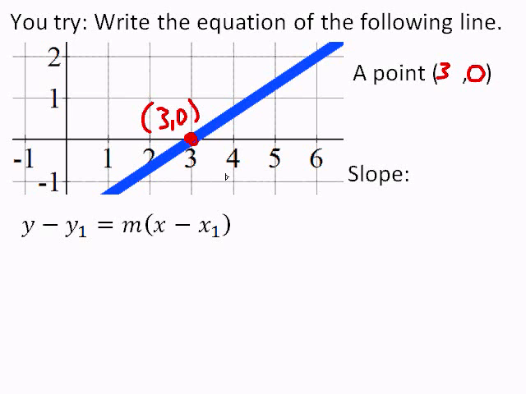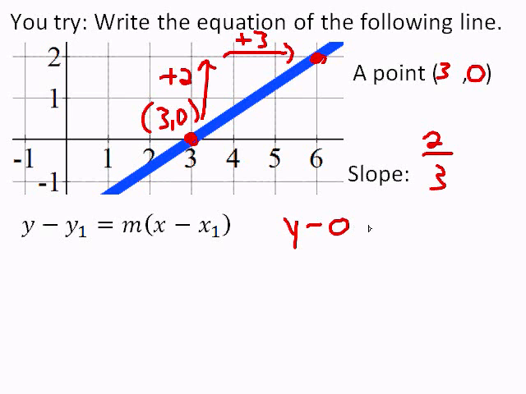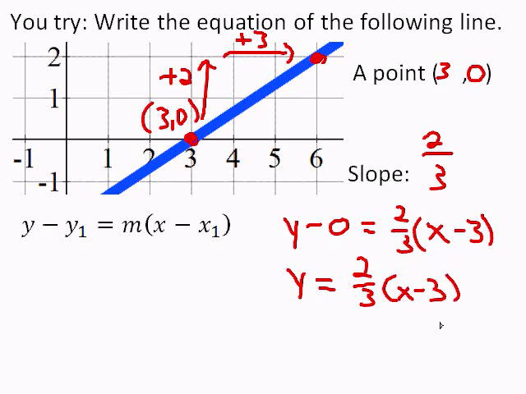If you chose a different point, I'll rework the problem here in a second, starting with that other point. Either way, your slope should have been a positive 2 rise and a positive 3 run, which means your slope should have been 2 over 3. So the equation of the line then would have been y minus y1, which was 0, equals m, 2/3, times x minus x1, which was 3, giving us y minus 0, which is just y, equals 2/3 x minus 3.